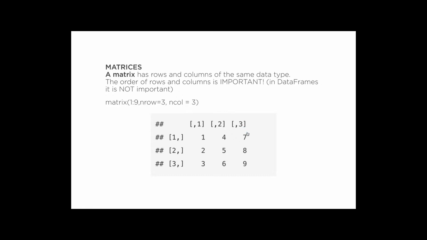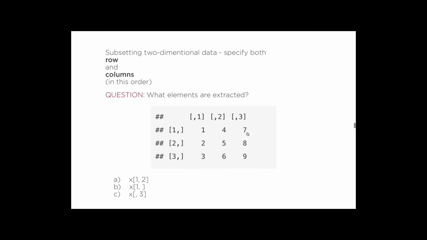So when we subset 2-dimensional data, we need to specify not just one number, we need to specify row and column. And it is important to remember this very order. Row comes first, column comes next. For instance, in this question, what elements are extracted? Let's do it together. So we have this matrix, 3 by 3. Rows come first, columns come next.